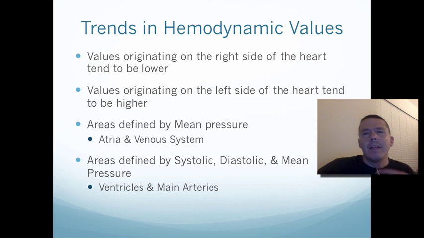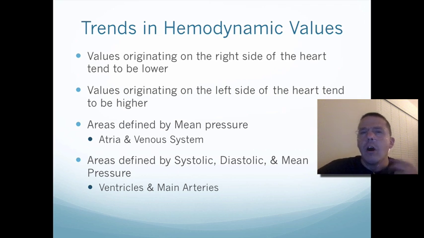When we examine hemodynamic values, there are some trends that we can look at based on whether we expect the values to be high or we expect the values to be low. Just like I said, traditionally the values originating on the right side of the heart, i.e. the right ventricle, the right atrium, tend to be lower than the pressures that originate from the left side of the heart, the left atrium, the left ventricle.